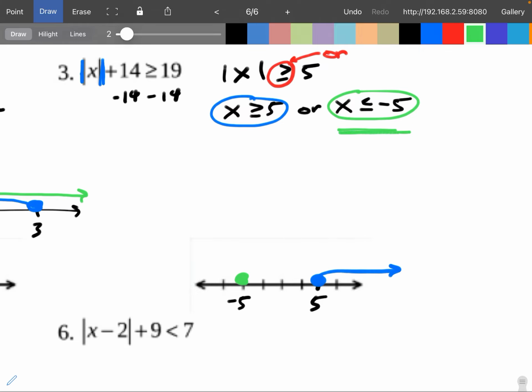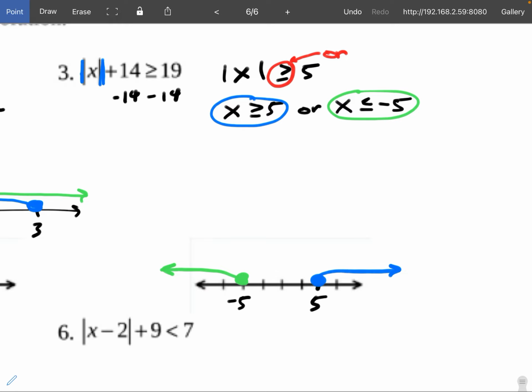So this one, the green one, open or closed? Yeah, come on, it's got the equal to bar and it's got to be closed. So it's closed and shaded which way? Yeah, this right here says x is less than or equal to -5. The numbers that are less than -5 are to the left. So it would go this way.